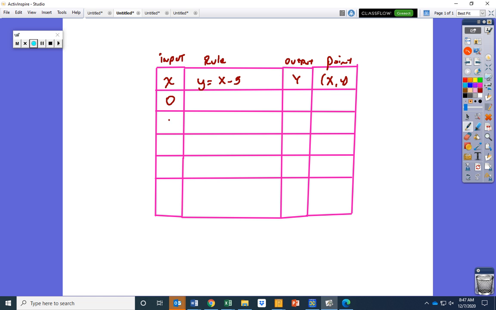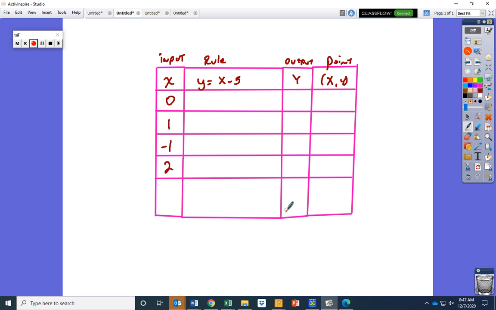Always put a zero. You could do a one. You could do a negative one. You could do a two. You can do a negative two. It doesn't really matter. But I want you to do at least 4 points. So this is 1, 2, 3, 4. You can do a fifth point if you want to, but you have to do at least 4 points.